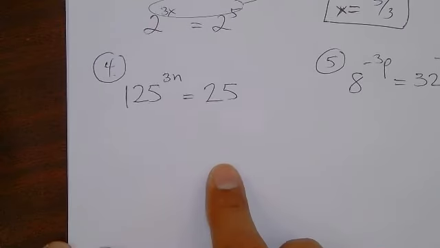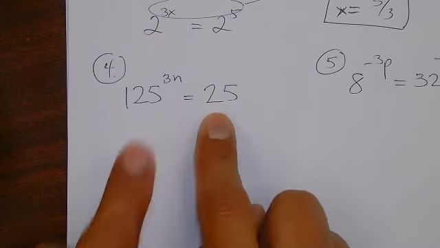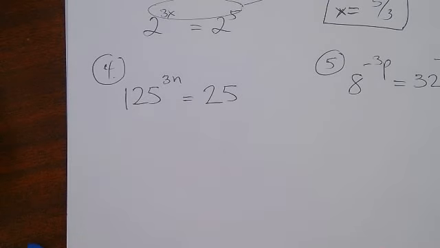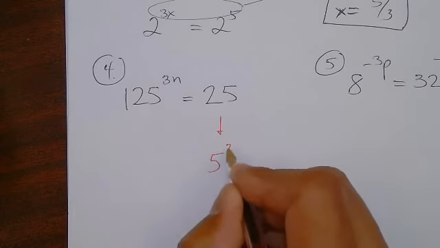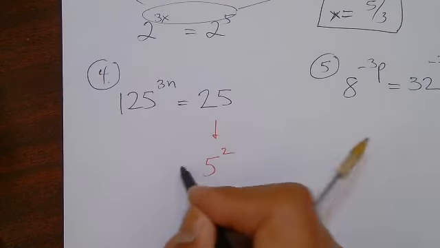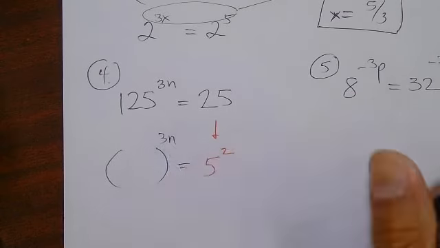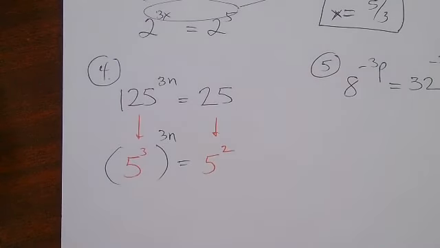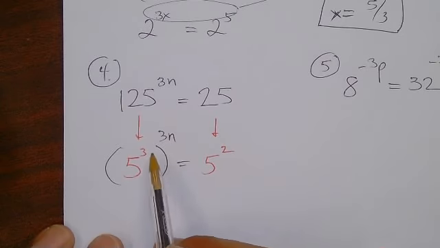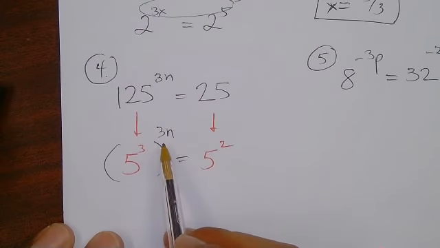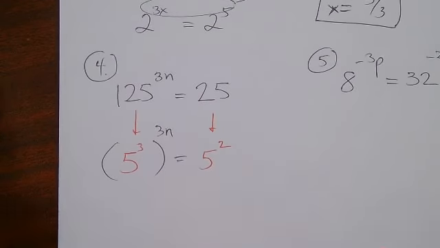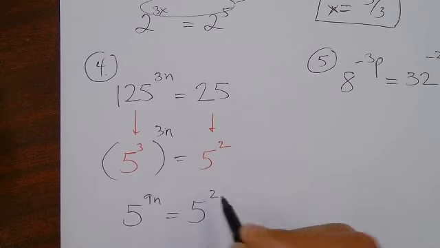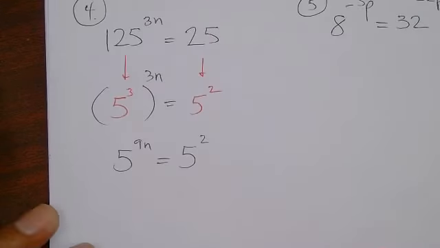Number 5 is actually something that you have not seen. Here it goes. Here's where it's going to start changing the game here. Does everybody have an idea of what the common base is here? Oh, 5. Come on now. That's going to be what? 5 squared. And this one, I have the 3 in here, but that's going to be 5 to the 3. Did you guys do that? Good, if you did. And then what's going to happen here? Power rule. 3 times 3, you better not put 6. 5 to the power of 9n is equal to 5 to the power of 2.